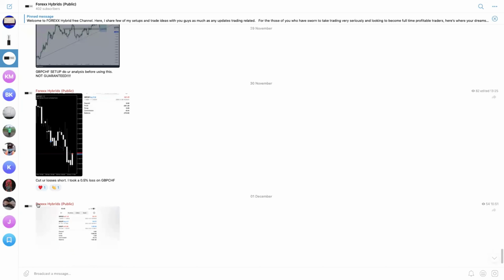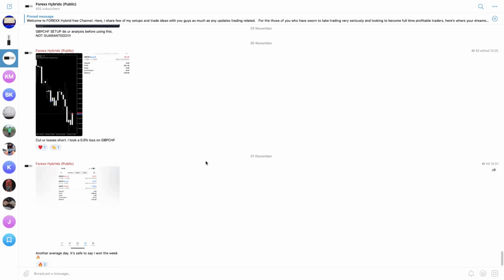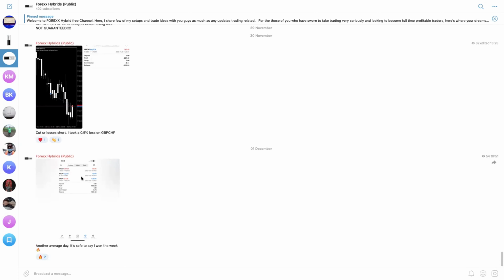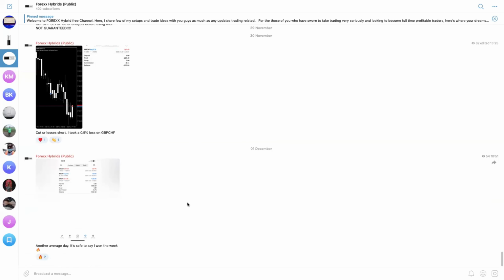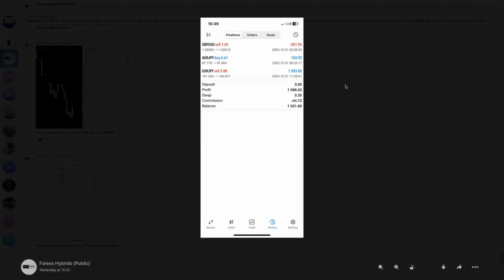It's very important. You can see here, cut your losses short. It's very important to know how to manage risk when trading. Okay, so risk management is kind of our priority here on Forex Hybrid. So this is another trade on Euro JPY that I took. This was actually my last trade.